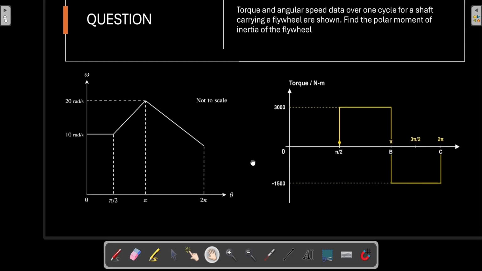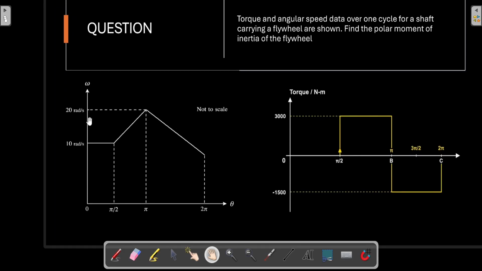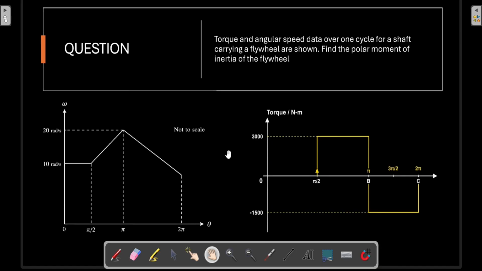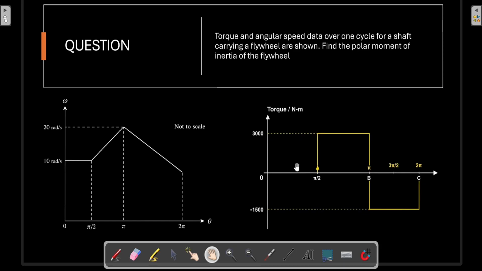Now, we have the angular speed data. This particular point shows the maximum speed, and this point shows the minimum speed for the flywheel, or I should say for the crankshaft of that particular engine. Now, this is the turning moment diagram of the engine, and we have to find the polar moment of inertia for such an engine. This is also a simple problem.